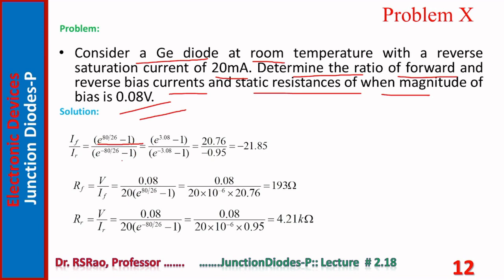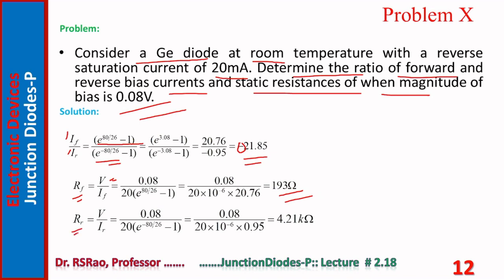I naught gets cancelled. Now this one can be calculated. It turns out to be minus 21 by 85. The reason for the minus sign is IF and IR are in opposite directions. RF, forward resistance, static resistance, is V by IF. IF is found very easily. V is given, so it is 0.08 by 20 into (e power 80 by 26 minus 1). It turns out to be 193 ohms.